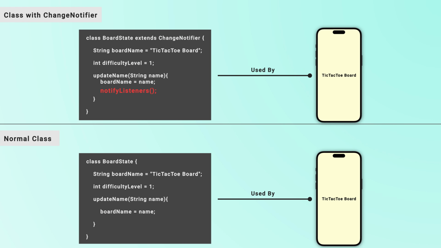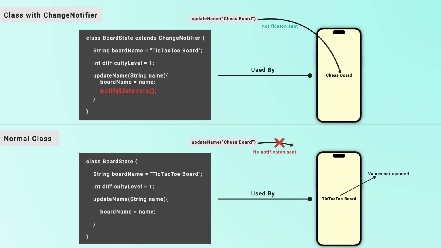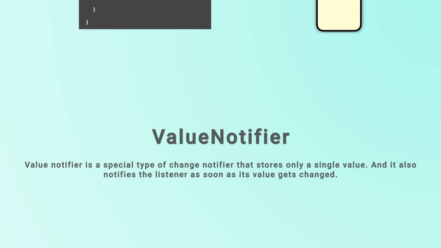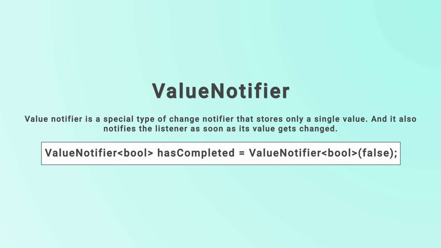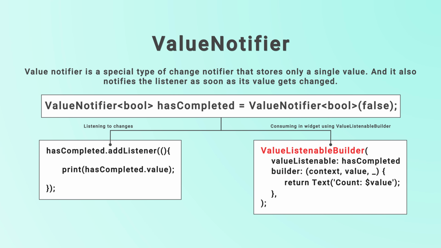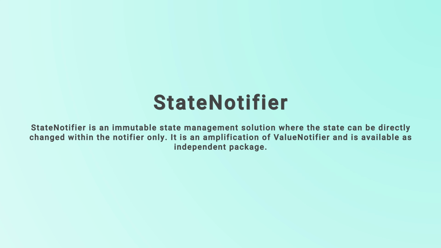We can call the function notify listeners to notify all the listeners. Value notifier is a special type of change notifier that stores only a single value. There is also a non-mutable alternative, state notifier. I will cover these topics in more detail in a separate video.